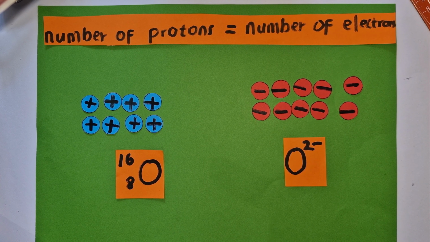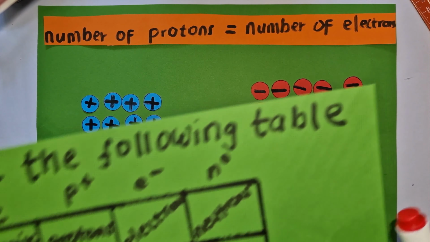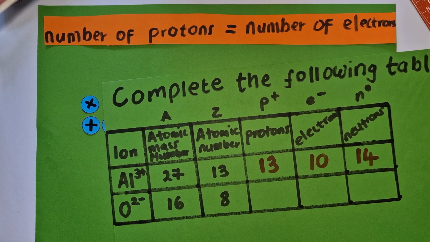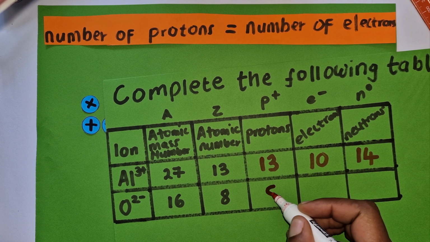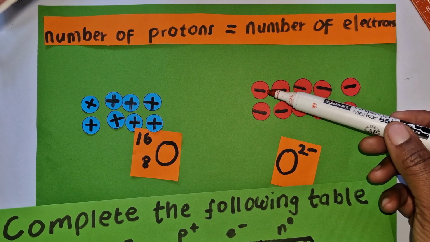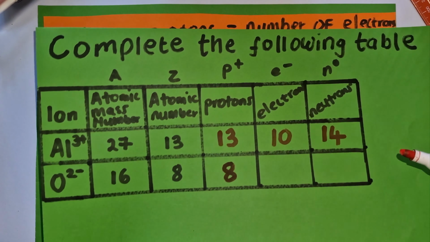So as in the case of aluminium, we said how many electrons? It's 8. We just complete that. We say it's 8. How many electrons? 1, 2, 3. We said it's about 10.